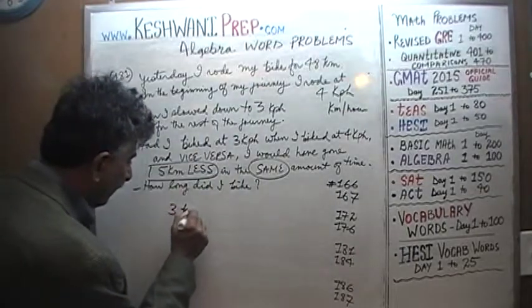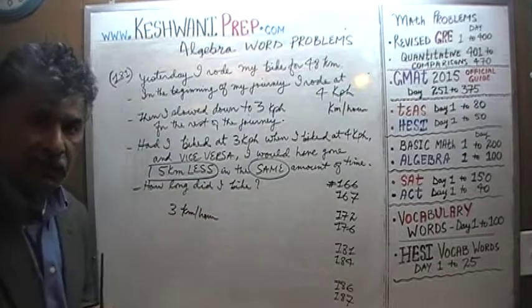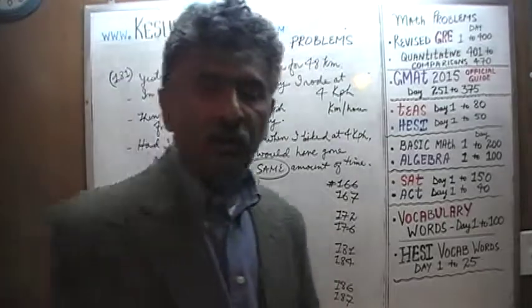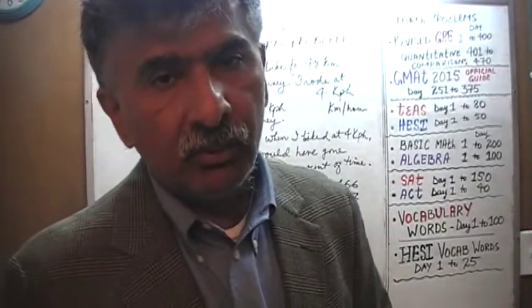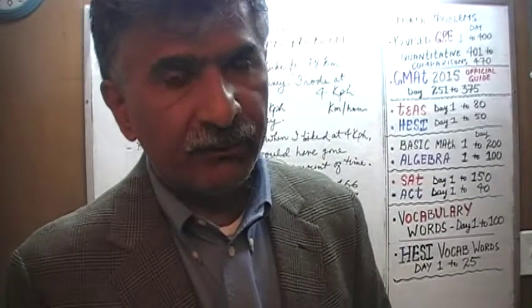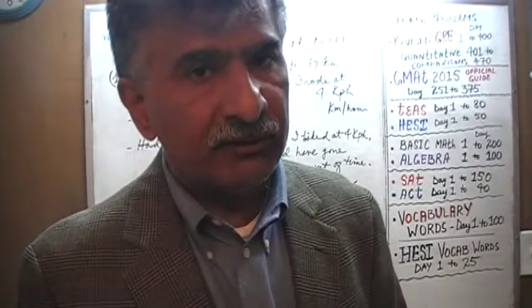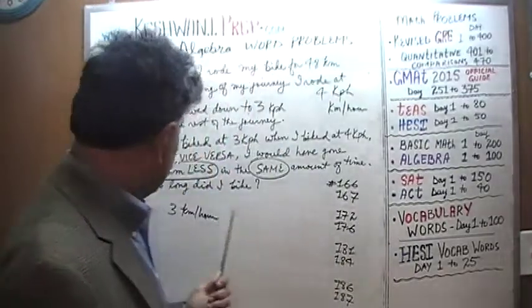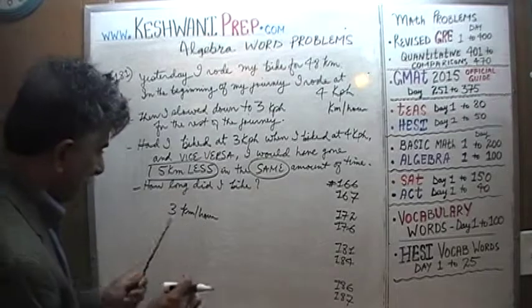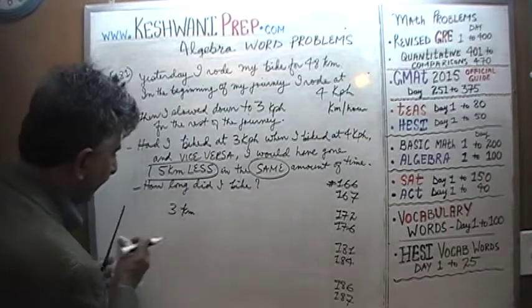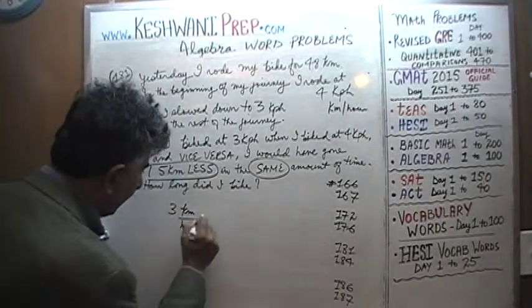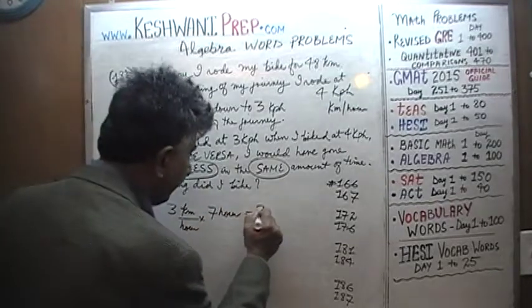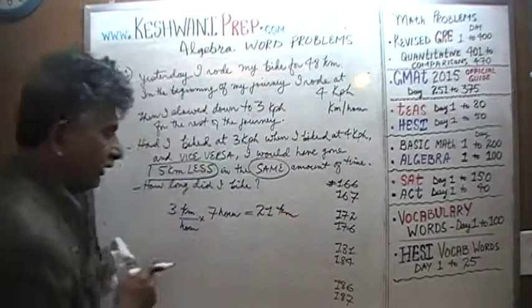For example, if I tell you that I traveled at 3 kilometers per hour, and if I tell you that I walked for 7 hours at 3 kilometers per hour, how far do you suppose I would have gone in 7 hours? Well, it's very simple, isn't it? Let's write this as 3 kilometers per hour, and had I gone for 7 hours, obviously I would have gone 21 kilometers. Very simple, very straightforward.